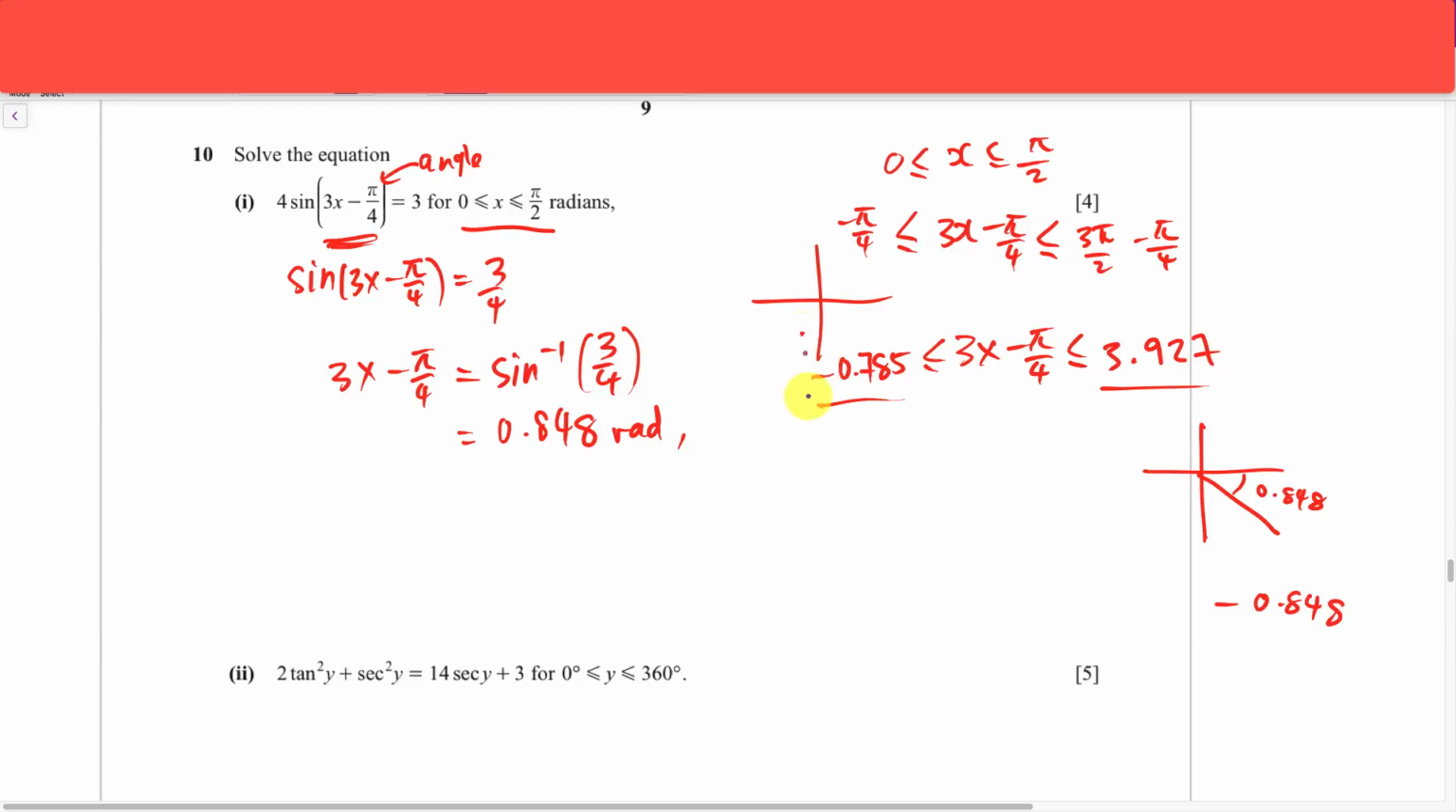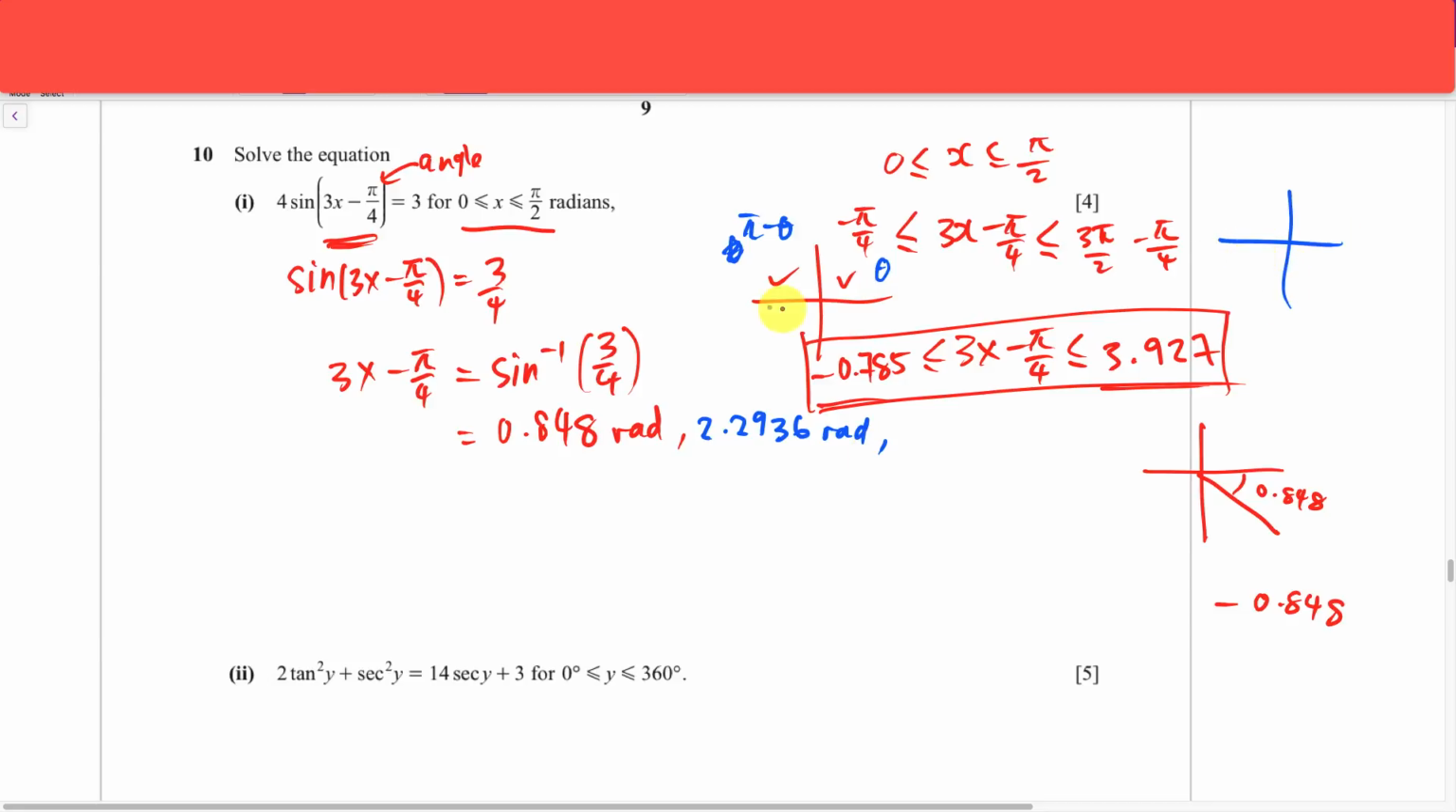Alright, but this one actually, let me find a few more. Sine is positive in the first and second quadrant. In the first quadrant, we just tap in the calculator, which gives the angle. Second quadrant is basically pi minus angle. So I will use pi minus 0.848, and then I will get 2.2936 maybe. Because I know all the angles here, I will need to plus pi over 4 and divide by 3. So I will keep on moving to the second round.